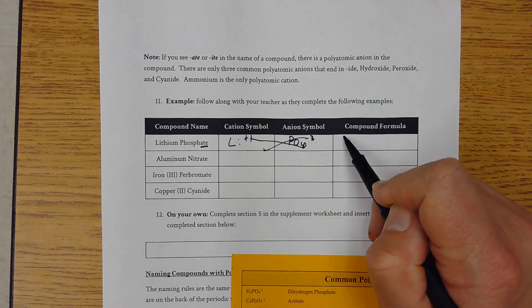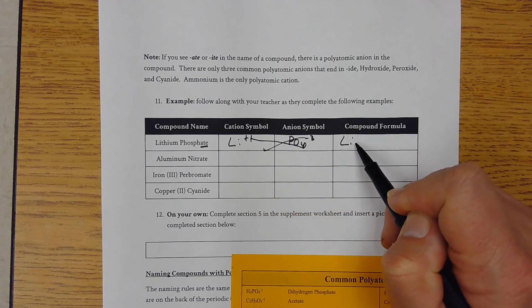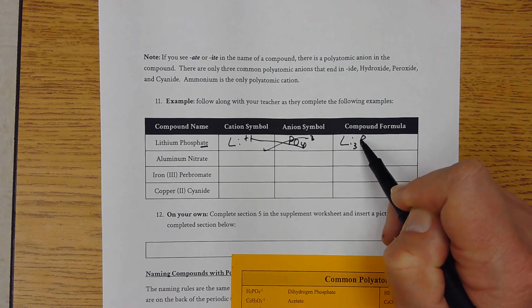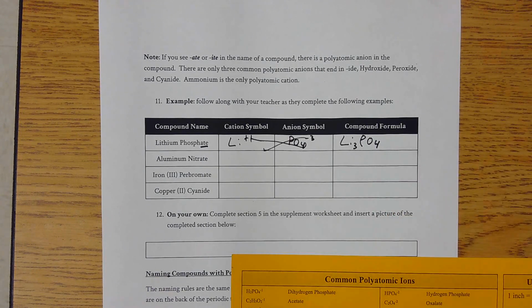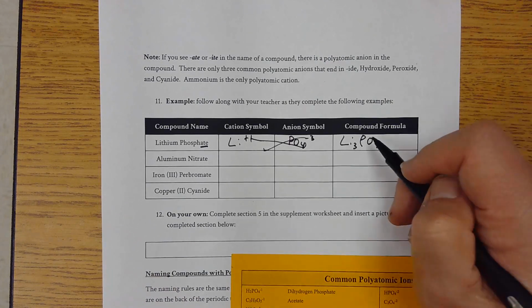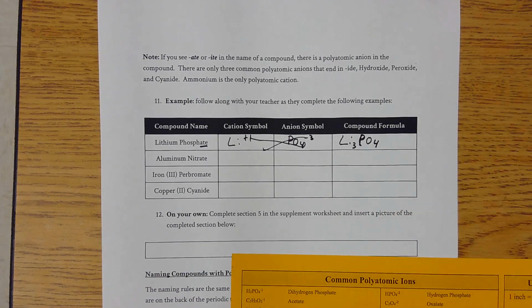Okay, and we should end up with Li3PO4, no parentheses, written like that. Okay, it's a bad looking P. All right.